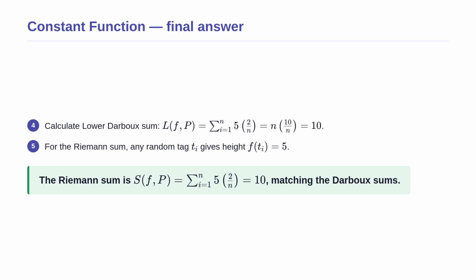Continuing with our constant function, we now calculate the actual sums. For the lower Darboux sum, we multiply our minimum height of 5 by our slice width of 2 over n and add them up n times. The n terms cancel out, leaving us with exactly 10. Now, what if we use the Riemann method? No matter where we place our random tag inside the slice, the height is always 5. Plugging this into the Riemann sum formula gives us the exact same calculation. Physically, this proves that for a flat line, both methods yield an area of 10.